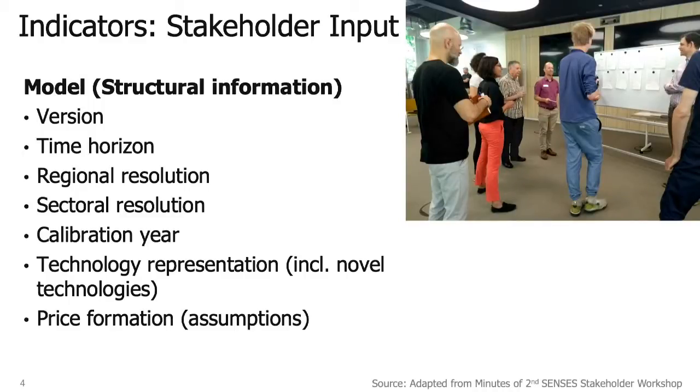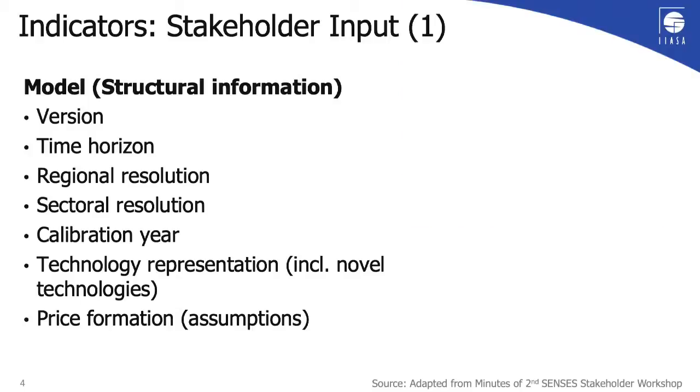So on the one hand, certain characteristics, more structural information on the type of model being employed. So does this model supply the sectoral resolution that I would need for my analysis? Is there enough granularity in the analysis, for example? Are certain novel technologies represented in this model so that I can look at their potential contribution under climate policy?